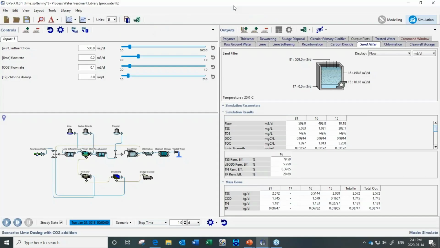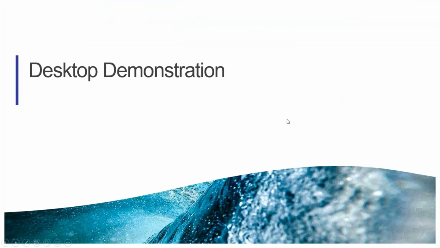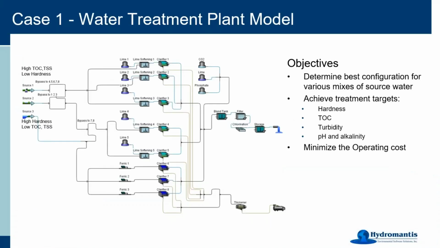So with that, I will move on to our next topic, which is showing you some case studies. One of the case studies that I wanted to show you here is a water treatment plant model that we worked on together with a consulting company. One of the main objectives of this exercise was to determine the best treatment configuration so that we can treat the water that is coming from 3 different sources here.